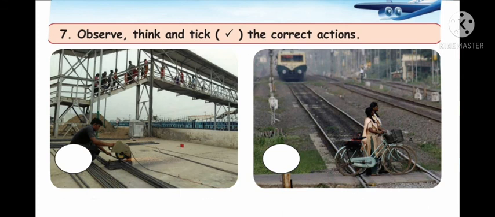Observe, think and tick the correct actions. For the below pictures, you have to find out which is correct action and which is wrong. The first one is people crossing over foot over bridge. So this is the correct action. In the next picture, you see two school girls are crossing the level crossing even though the train is moving on the track. So this is the wrong action.